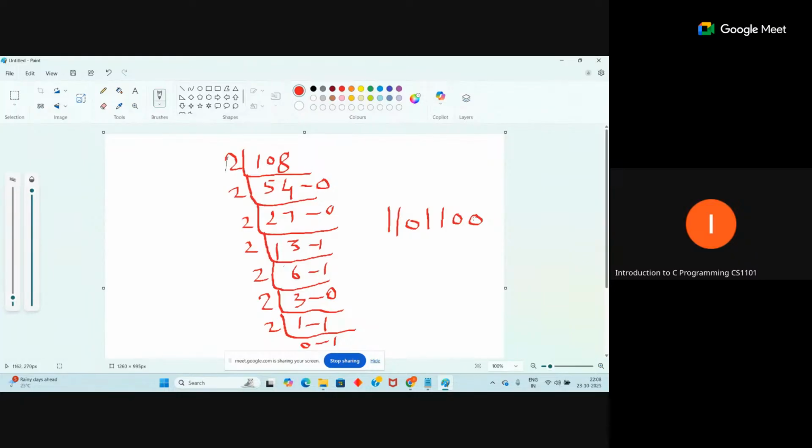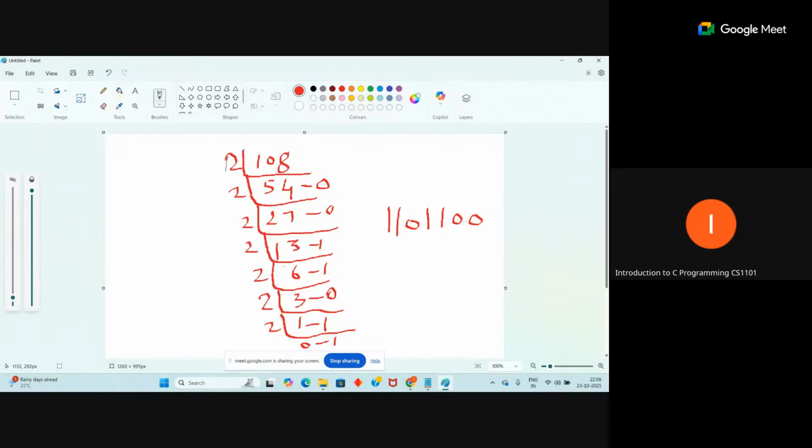We can divide 3 by 2. It will be 1 time and the remainder will be 1. And 1 cannot be divided by 2, so 0 times, quotient is 0 and the remainder will be 1. Okay. So you will get 1101100.